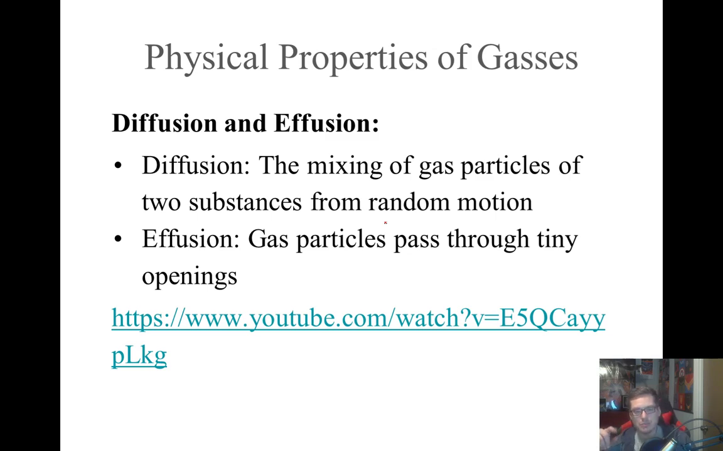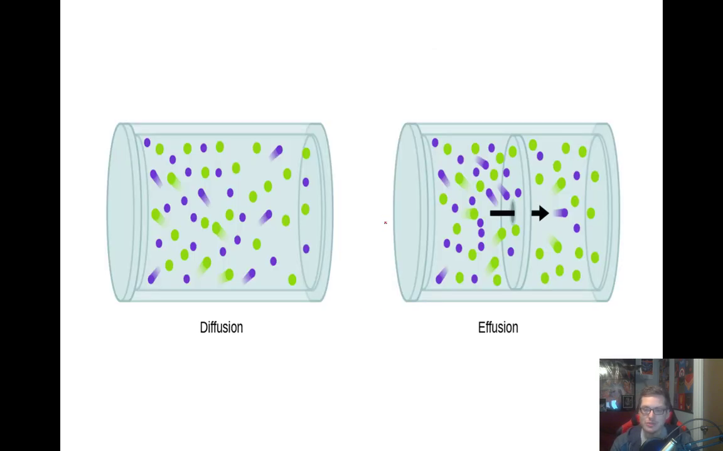Even though latex balloons look like they're completely solid, they're actually full of tiny little pores, and those pores are just big enough that helium atoms can fit through. And so eventually over time, all the helium will escape out of the little holes in your latex balloon, and then your balloon is no longer a helium balloon, it's just a normal balloon and it doesn't float. Okay, so that's diffusion and effusion.